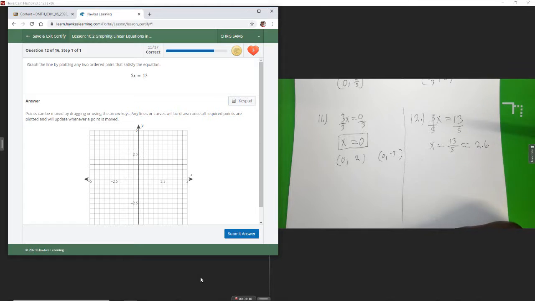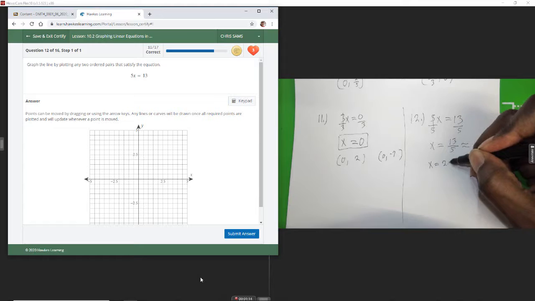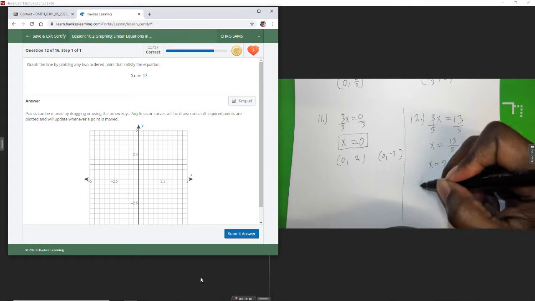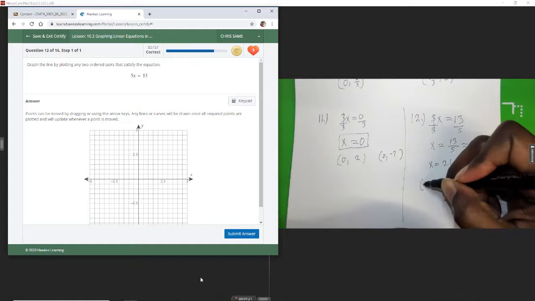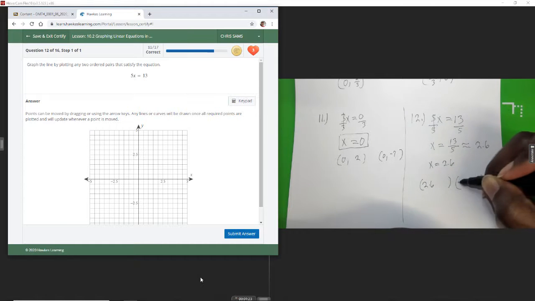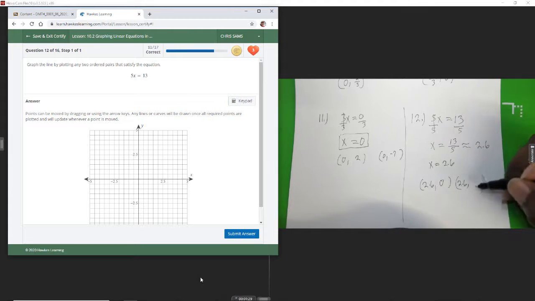And that's the characteristic of this equation. X equals 2.6. So it doesn't matter what value you pick for y, so long as x is 2.6. You can literally pick anything you want. One of them I'm going to let be 0. And one of them I'll just let be any positive number. Say 2, be easy.